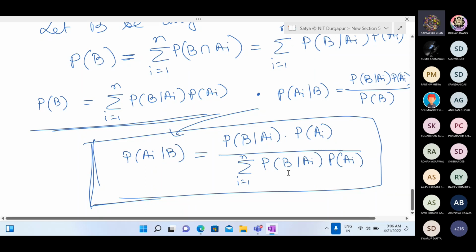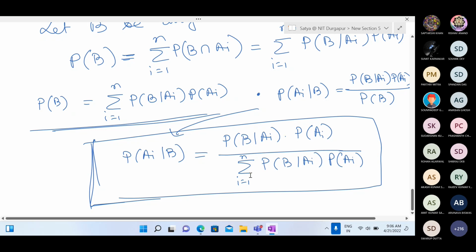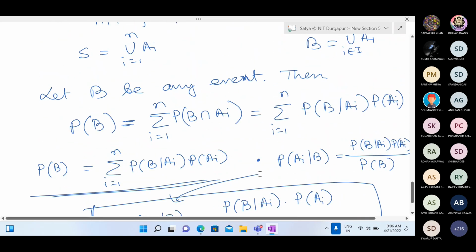Sir, can you explain Bayes' theorem in brief? Sir, I could not get that. The Bayes' theorem. No, Bayes' theorem, we have just discussed it yesterday.